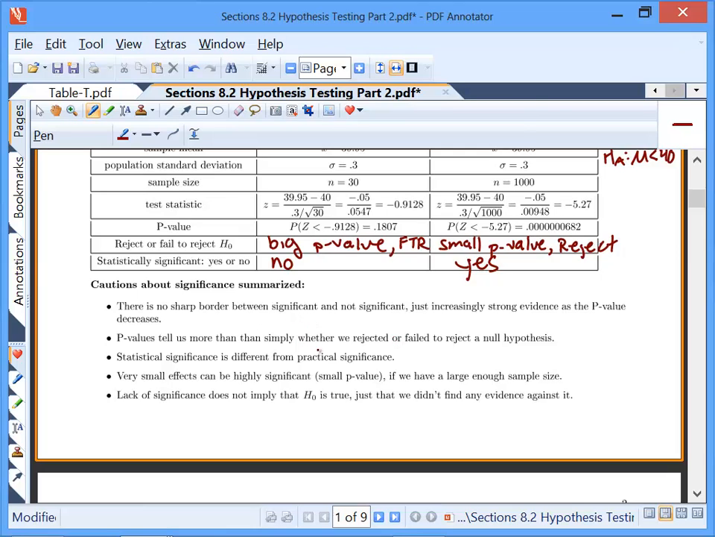Remember, statistical significance is different from practical significance, and very small effects can be highly significant, which is when you get a small p-value, if you have a large enough sample size. And finally, this one wasn't pointed out here, but you need to remember it, is the lack of significance. When you fail to reject, it doesn't imply that the null hypothesis is true, just that we didn't find sufficient evidence against it.